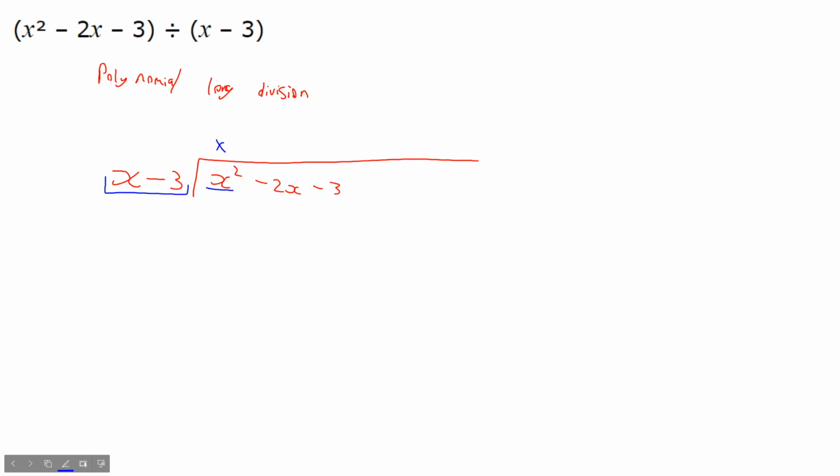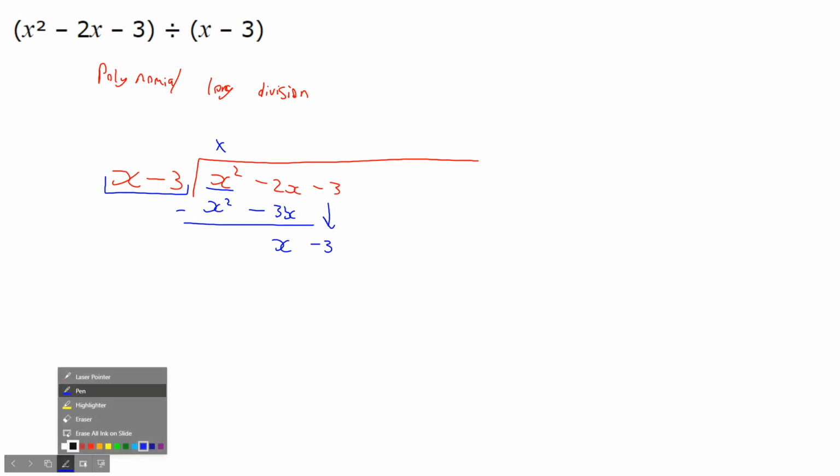So now what we need to do is times x by x minus 3, which is just going to be x squared minus 3x, okay? And now all we're going to do is subtract. So x squared minus x squared is 0. Minus 2x minus 3x is just going to be x. And then we put the 3 on the bottom, okay? So now we ask again, how many times do we need to multiply this x by to get this x on the bottom? Exactly, we only need to multiply it by 1.